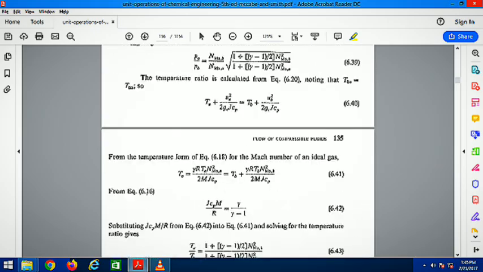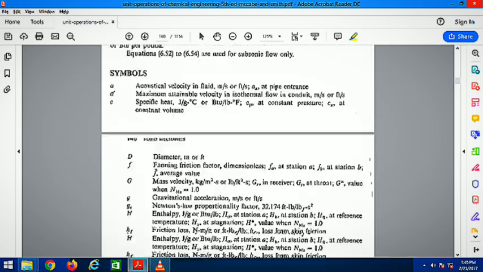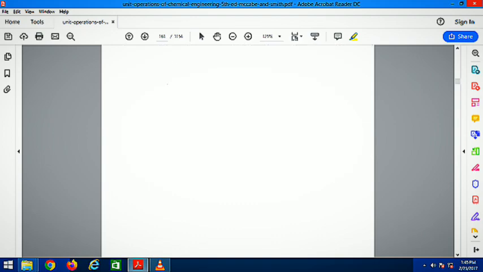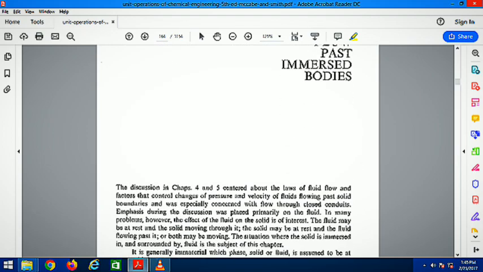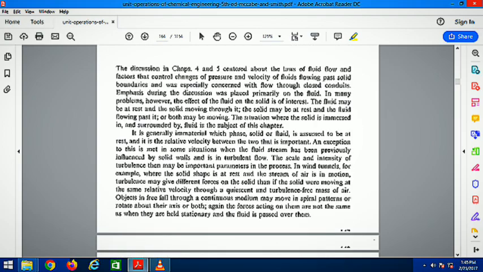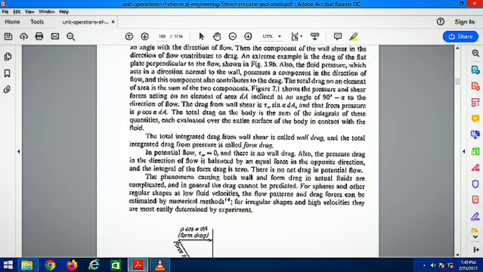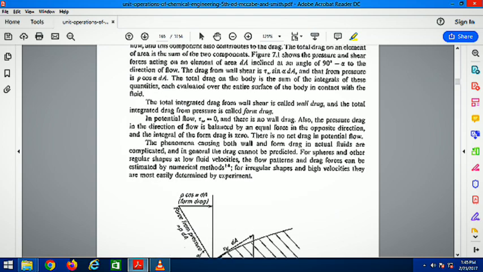Not much to go into in this chapter. We finally move on to the next chapter. Unit operations and fluid mechanics are very vast topics, so we are just looking at how we can learn it and grasp it briefly.